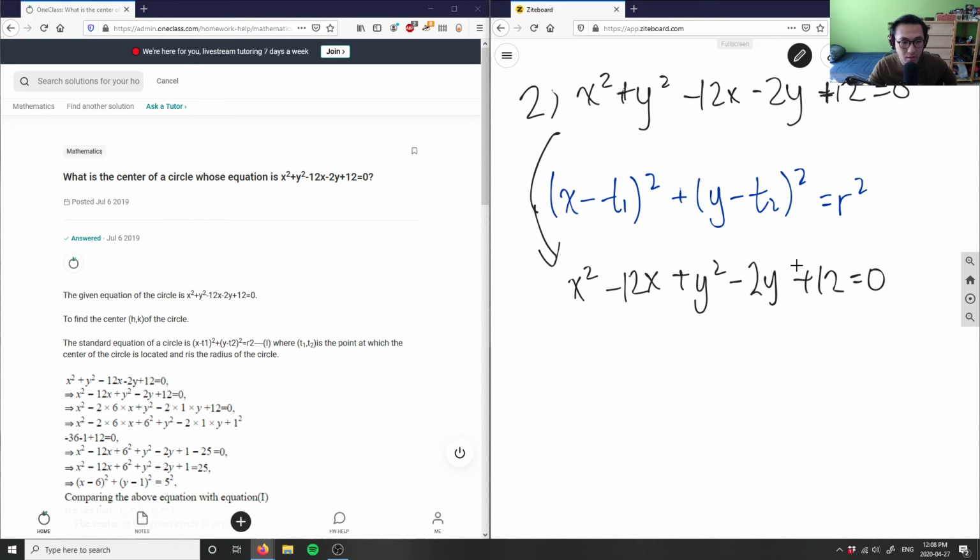In order for us to do that, we're doing something called completing the square. How they wrote it here is x squared minus 2 times 6x, minus 2 times 1y, plus 12 equals 0, and they have x squared minus 2 times 6 plus 6 squared, and then plus 1 squared. Maybe I'll show you how they did it. Basically they're taking these two terms and completing the square to make a perfect square trinomial, and they're taking these two terms and making a perfect square trinomial.